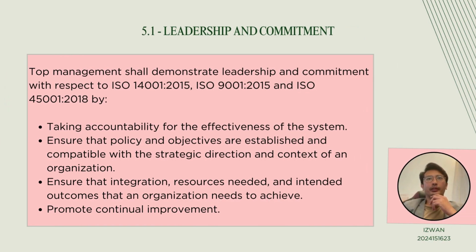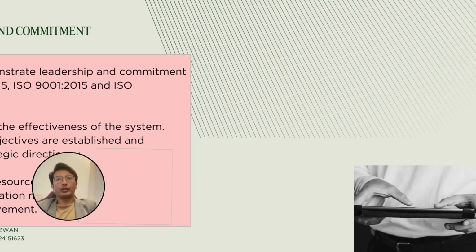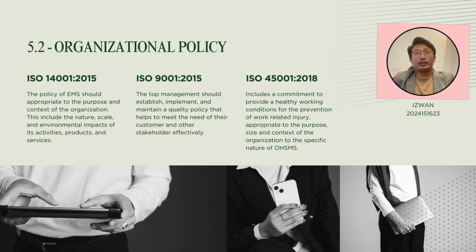5.1, leadership and commitment. Top management shall demonstrate leadership and commitment with respect to ISO 14001, ISO 9001 and ISO 45001 by taking accountability for the effectiveness of the system, and ensure that policy and objectives are established and compatible with the strategic direction and context of the organization. Ensure integration, the resources needed and the intended outcomes that an organization needs to achieve. And the last one is to promote continual improvement.